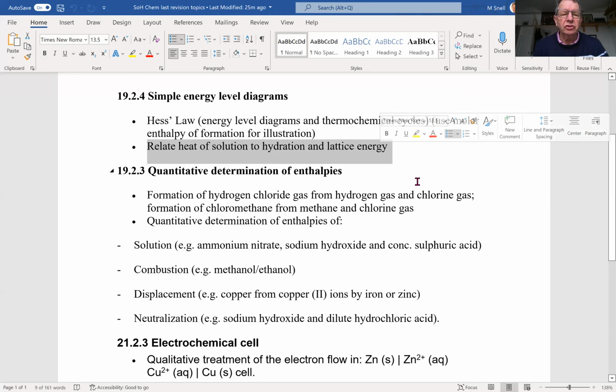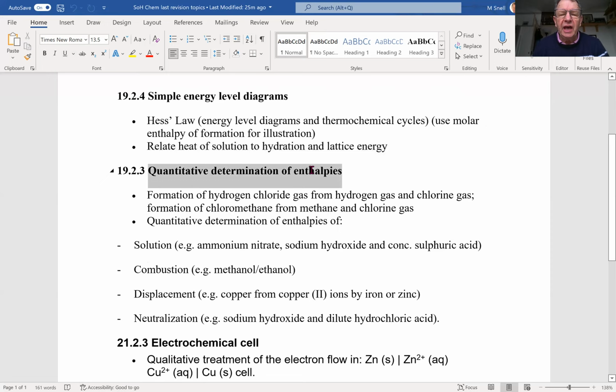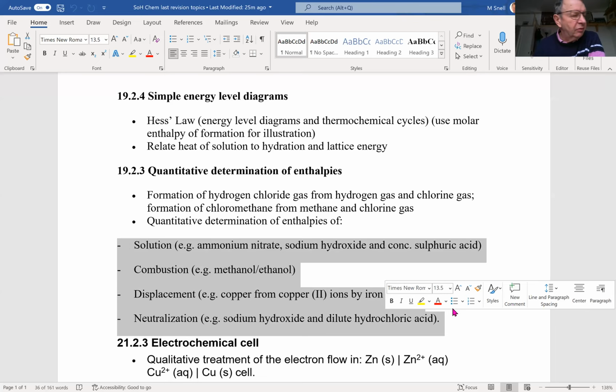We will look at how we measure. This is about how we measure enthalpy or energy. It's all the same. You have a possibility that you will have to do one of these. I showed you one last time in the laboratory. There's a possibility you have to do one of these.